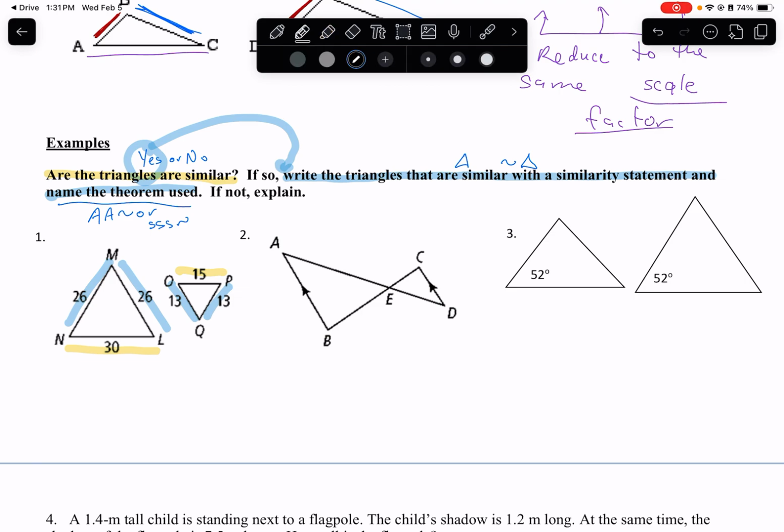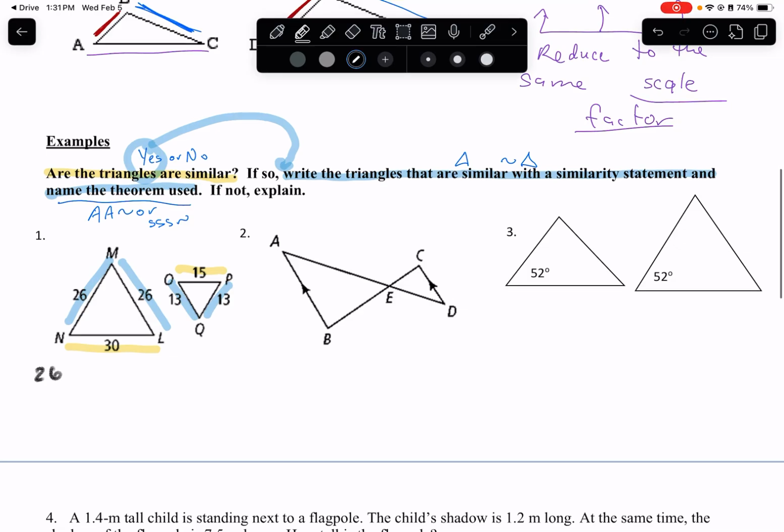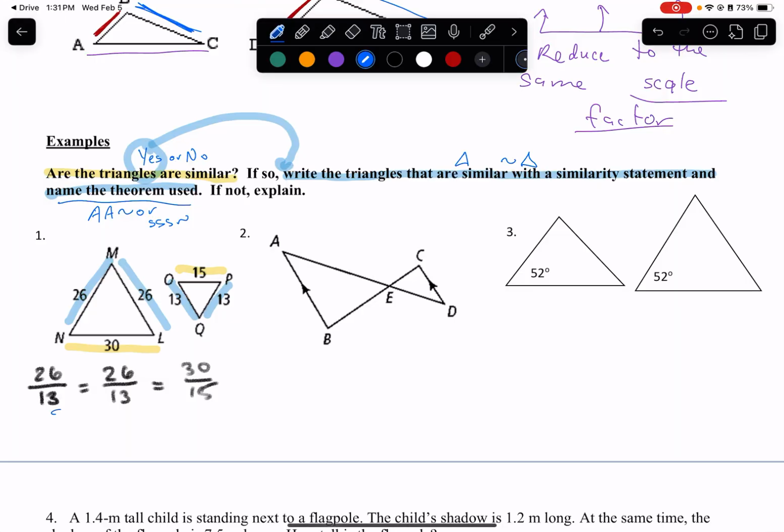So I need to see, and I need to be consistent. So I'm going to do the left triangle divided by the right triangle. So 26 divided by 13 needs to be equal to 26 divided by 13, needs to be equal to 30 divided by 15. So when I do that, I get 2 over 1 equals 2 over 1 equals 2 over 1. So those are all equal, so that checks out.